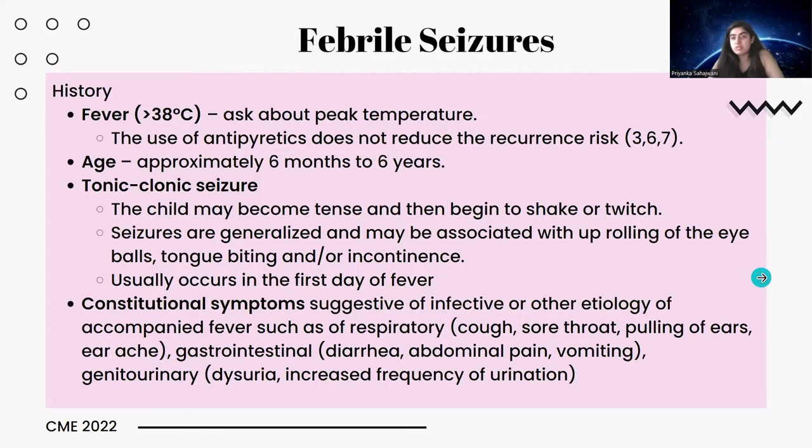So the history questions. First, you ask about the peak temperature, and whether they have given any medication for it as well. Most of them will not be able to tell you the accurate temperature. They will just say it was very high, or it was just a normal fever, because with viral infections you don't have that high of a fever. With bacterial infections, you have a very high fever.